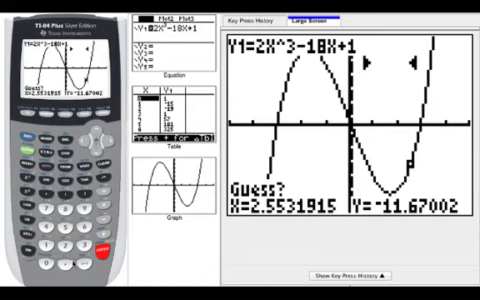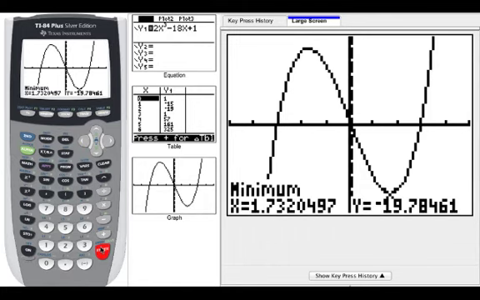So it's asking, do you want to guess? And I guess you could, if you wanted to, scroll down to where you thought the minimum was. This looks like it's maybe the minimum right there. And so we might want to use that as a guess. So we press enter, but then it's actually going to take us to exactly where the minimum is, or as close as it can get. And so you can see this minimum value occurs when x has a value of 1.7320497 approximately.